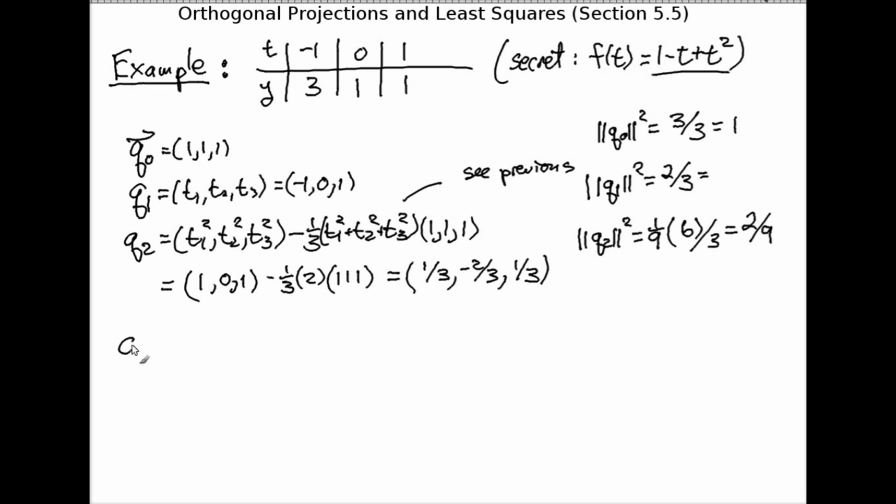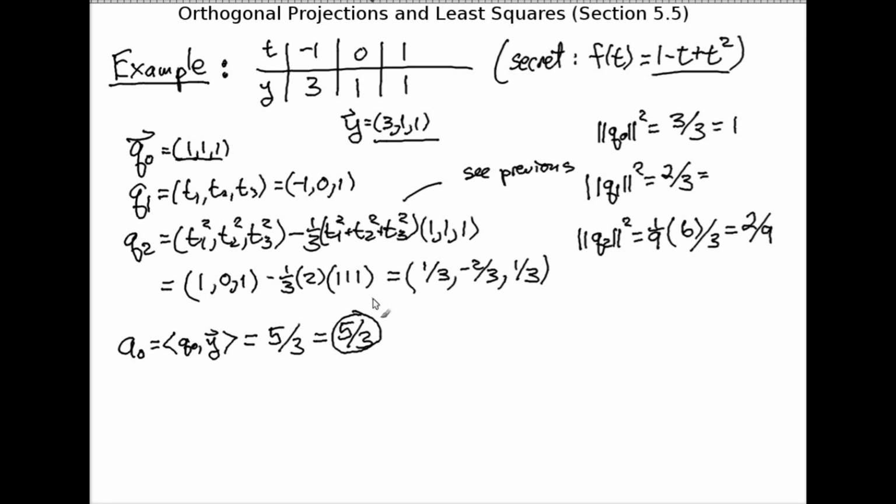So now we can go ahead and compute the A's. A0 is Q0 paired with y. And of course, I should have written y up here as the vector 3, 1, 1. So Q0 paired with y gives you 5, and you've normalized, so it's 5/3. Now, that makes me a little nervous because up here, the constant term is 1, which is certainly not equal to 5/3. But anyway, never mind. Let's forget about it.